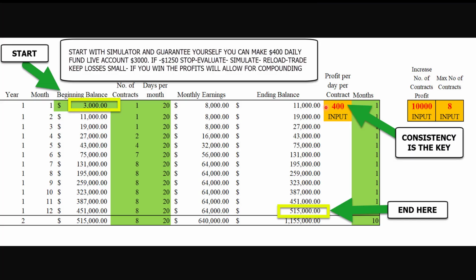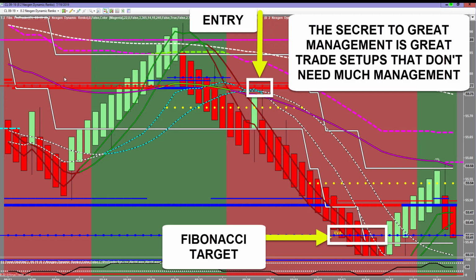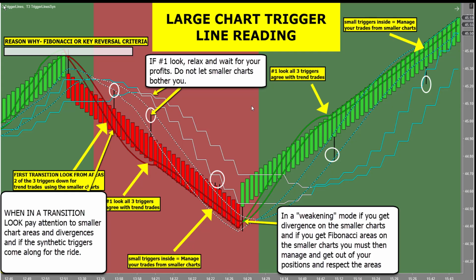Again, remember the objective, guys. You could trade 2 or 3 markets, and you can only wait for ultra high probability trades. $400 a day is the consistent key for you to make your money and to make your goals. And again, remember the secret to management. The secret to great management is to do trades that barely need management at all. That's going to be the secret to help you out a lot.